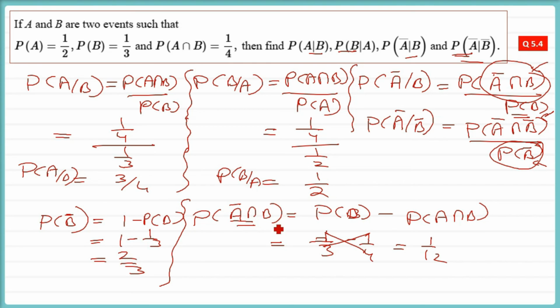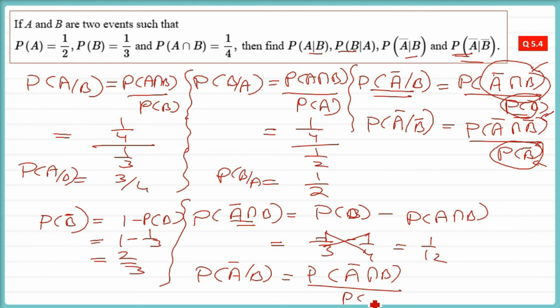Now we are ready for the P(A naught divided by B) computation. Let's do it first. The formula I am writing again: P(A naught by B) is P(A complement intersection B) divided by P(B). Now we have just computed P(A naught intersection B), which is 1 by 12. P(B) is already given in the question, which is 1 by 3. So this will be 3 by 12, which comes out to be 1 by 4.